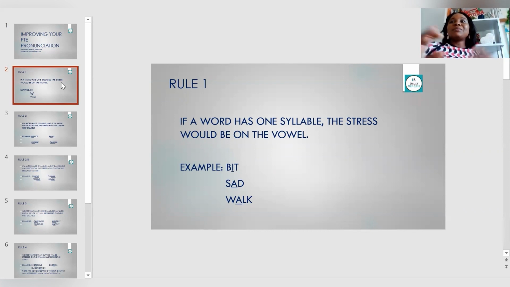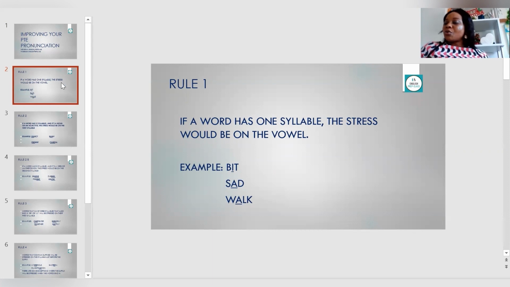Okay, so I just put them in two rules. But they are standard things that you need to know when it comes to pronunciation in the English language. So the first one is, if a word has one syllable, the stress will be on the vowel. Remember that I said a syllable is just part of a word. It's very important to know this.